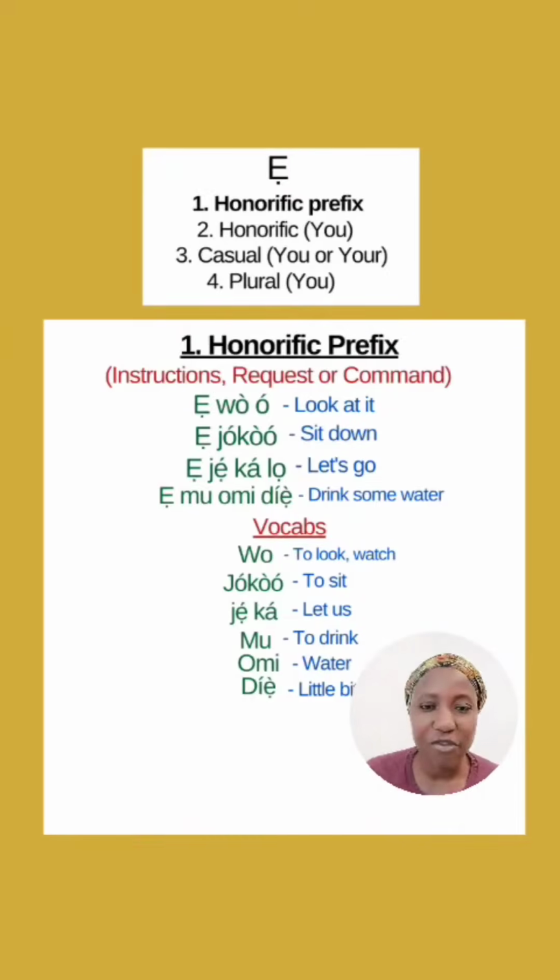So honorific prefix, we use at the beginning of words. Wo, look at it. Jókòó, sit down. If you want to give a command or make a request as well as give instruction, you want to use the honorific prefix in whatever situation you are. So please remember to use ẹ whenever you're meeting a Yoruba person.